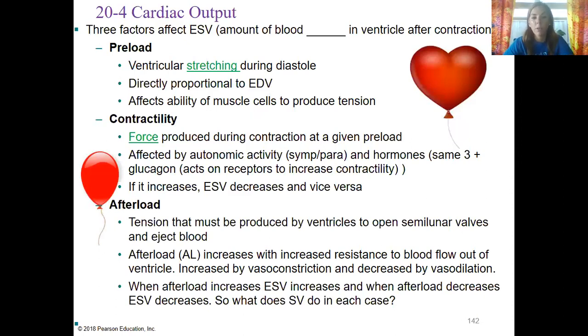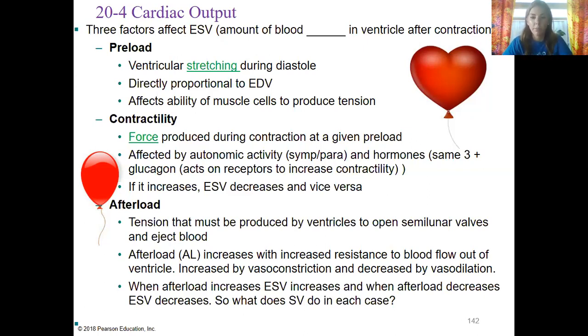Okay, so we talked about EDV: filling time and venous return are what affect EDV. ESV, so remember, after we go through systole and we squeeze, the stroke volume comes out and hits you in the face. So the ESV is the amount of blood remaining in the ventricle after this contraction has occurred. How much blood is basically left in my hands. The things that are going to affect how much blood is remaining in that ventricle after contraction are these three things right here: preload, contractility, and afterload.